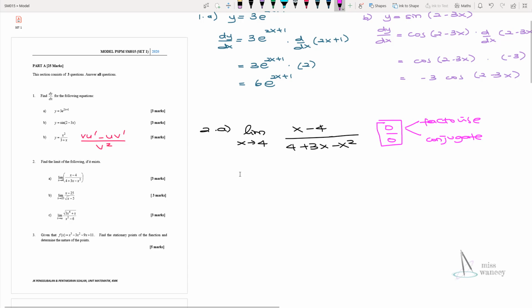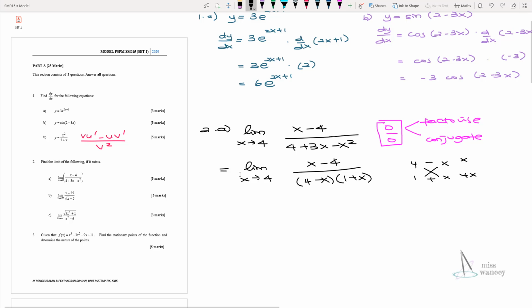So obviously I don't have anything with a surd, so I'm going to factorize them. So we're going to factorize our denominator. So this is the limit as x approaches 4 of x minus 4 over, so my denominator, I have x squared plus 3x plus 4, so positive 3x, so negative then. So I got 4 minus x and 1 plus x.